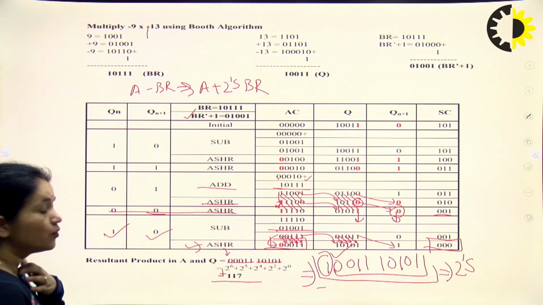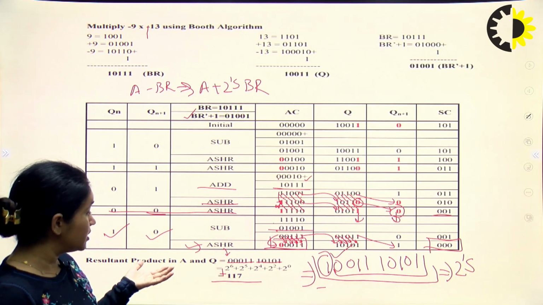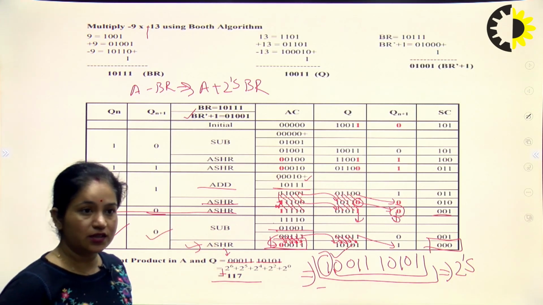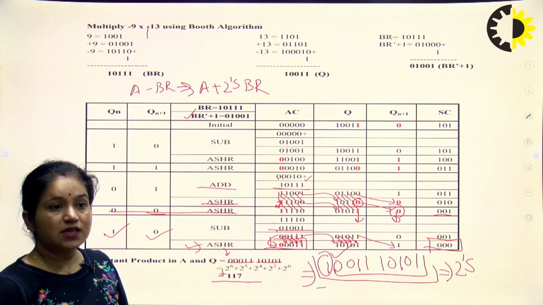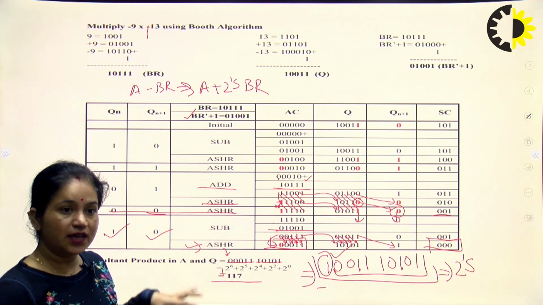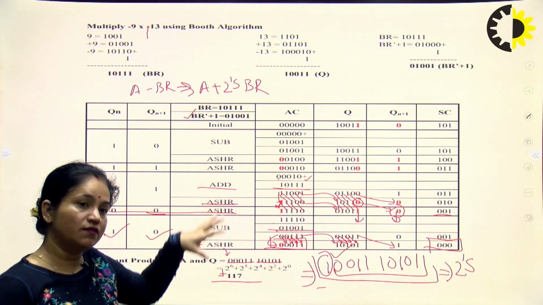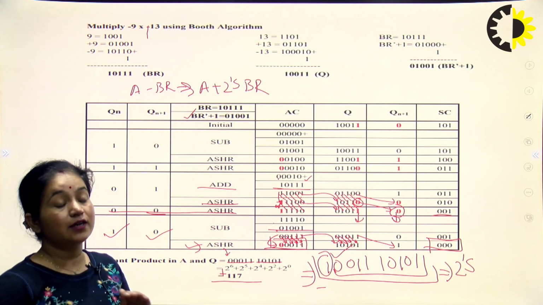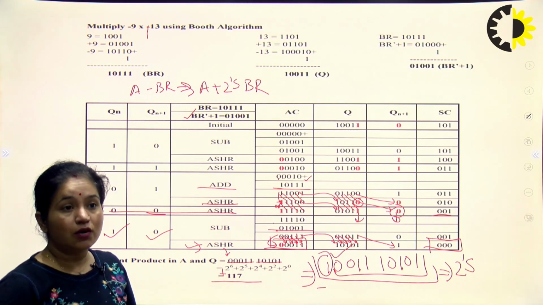So, I hope today I have cleared your concept of Booth algorithm, and we need to always keep in mind to take the flowchart along with it, and along with the flowchart solve the numerical. So it will be easier and your concept will be very strong and clear.